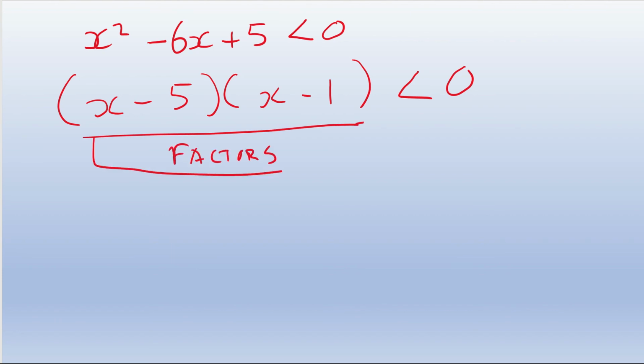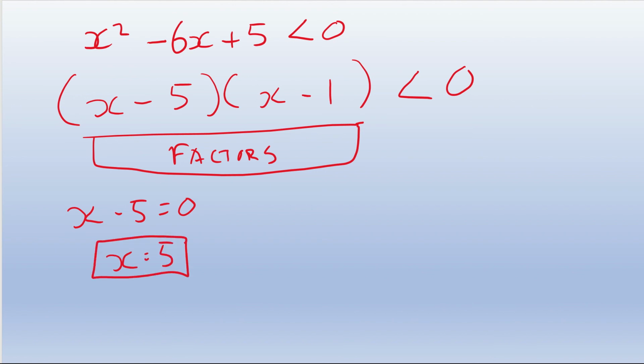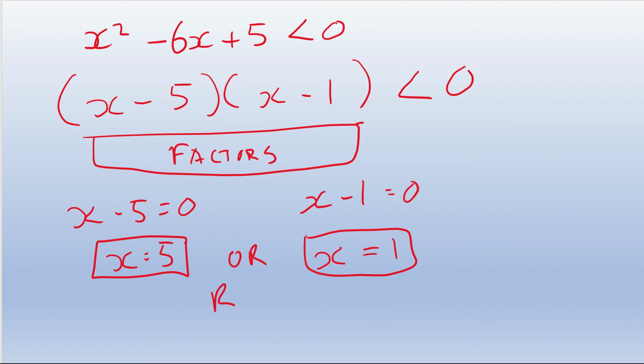So let's just label that factors. So my roots are going to be x minus 5 is equal to 0, which when I add 5 to both sides, I'm going to get x is equal to 5. And my other root is going to be x minus 1 is equal to 0. So when I add 1 to both sides, I'm going to get x is equal to 1. And these are my roots.